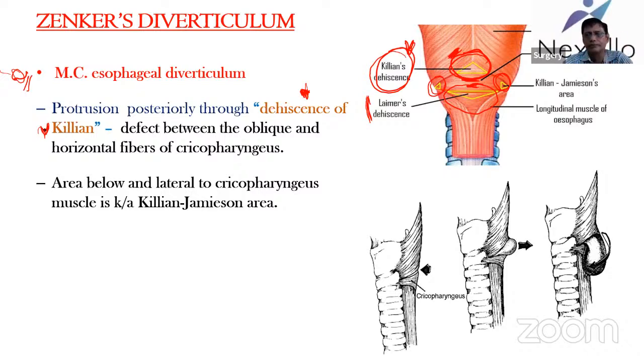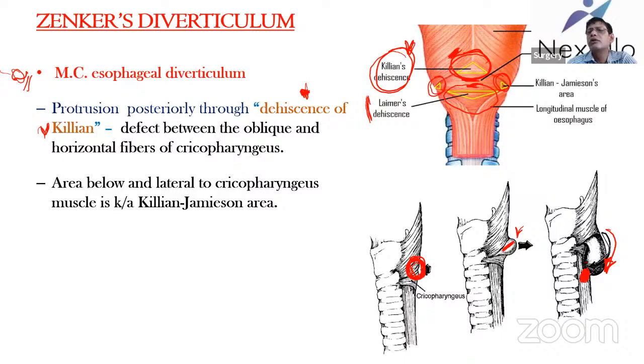We'll see later on. Now, suppose this area was the area where the defect is, the pressure increased and ultimately the mucosa and submucosa herniated out. The Zenker's diverticulum forms here. It increases in size and ultimately goes down and compresses the esophagus, precipitating dysphagia.